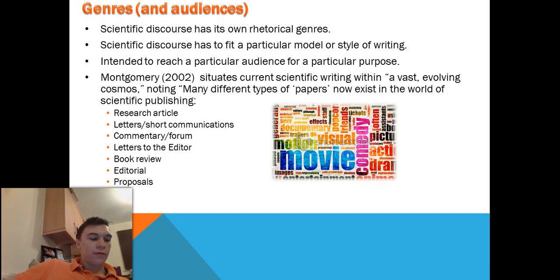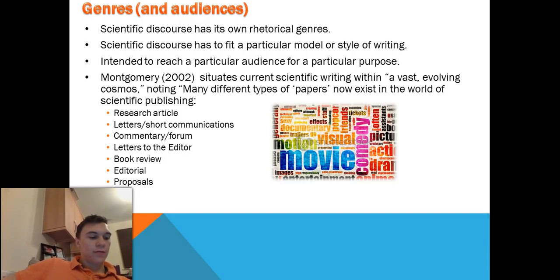commentary or forum, a brief debate, discussion; letters to an editor, technical responses to earlier published materials. Such letters usually serve a purpose for debate and criticism. Book reviews, which are useful in schools. Editorial accounts, opinion pieces on topics that might range from recent discoveries or ethical concerns. And proposals.